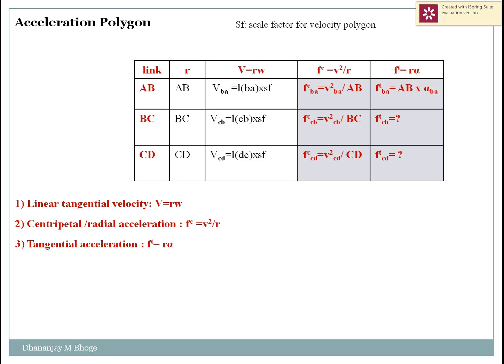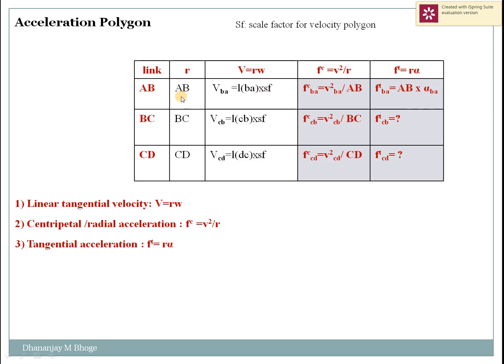Now for each particle rotating about another one, or for each particle in circular motion, we have seen that there are two components of acceleration, centripetal and tangential. For each of the links AB, BC and CD, we have assumed that one extreme point rotates relative to the other, and for each of the links we have plotted the velocity vector of one extreme point relative to another in the velocity polygon. So each of these points will have two components of acceleration.